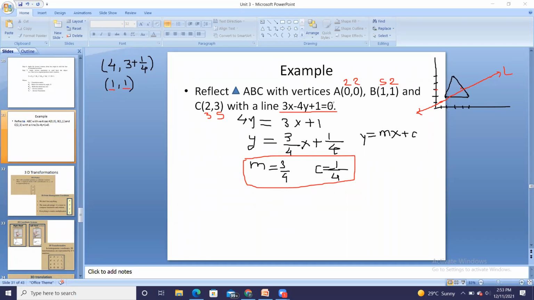Now what is our job? The given triangle we have to reflect with line L. We have to reflect with line L. Though it is intersecting, it is going to produce some reflection.